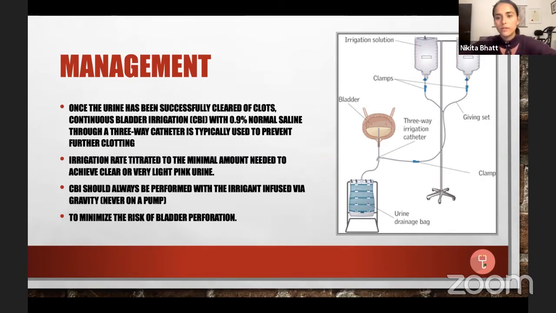So better to have 2 bags by the bedside, 3 liters each, connected to the irrigation board, and you want to achieve this sort of rosé light pink urine, and you make sure that it's infused via gravity. It's not on a pump or pressure, because if the bladder gets clotted off or the catheter gets blocked, and you're continuously infusing irrigation, there's a risk of perforating the bladder. So you don't want that. You want to make sure it's infusing through gravity rather than pressure.